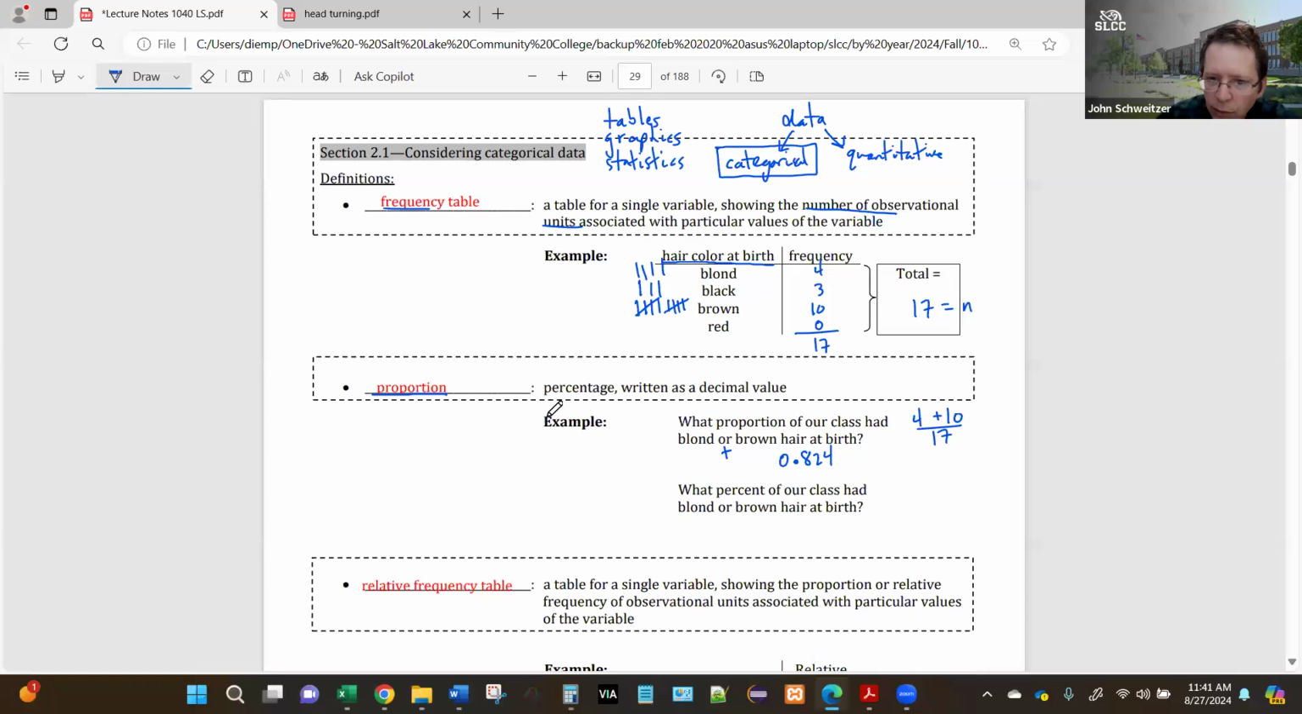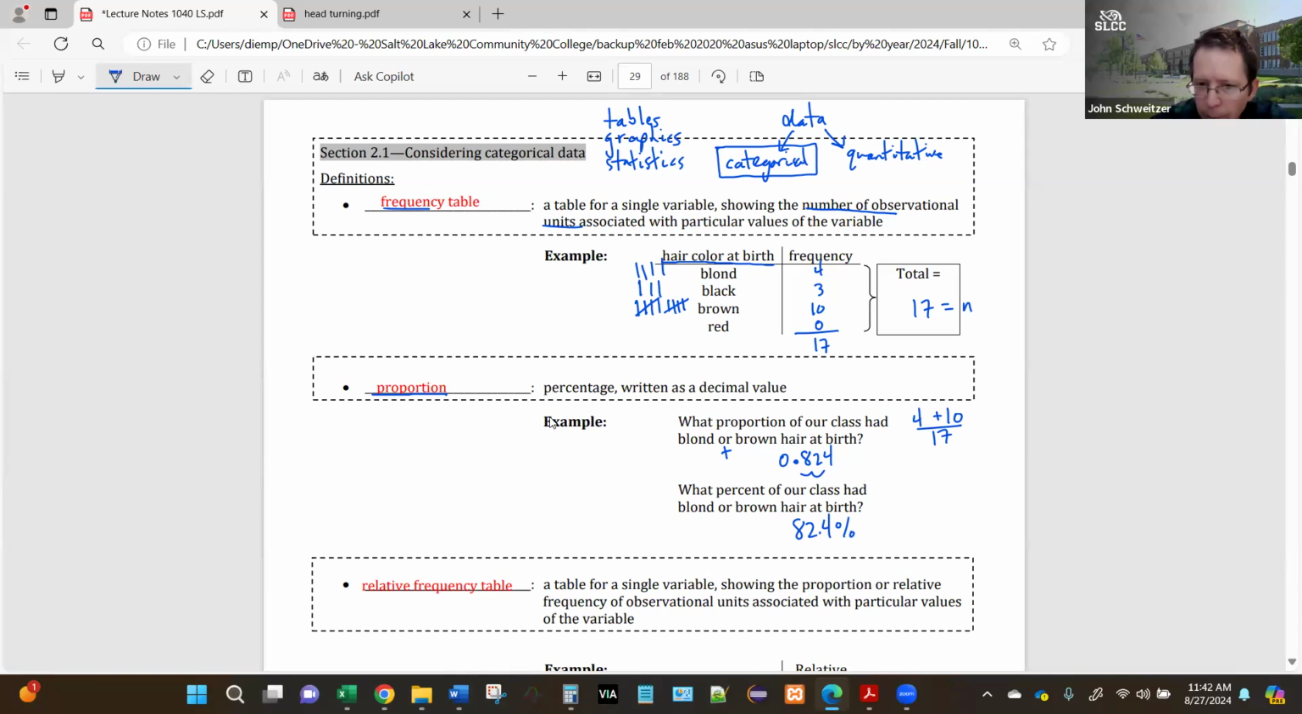Okay, so 0.824. What percent had blonde or brown hair at birth? Well, you know how proportions work, right? If you want to go from a proportion to a percentage, we attach the percentage symbol, and then we move the decimal place 2 units to the right. So that's 82.4% with those with blonde or brown hair at birth.